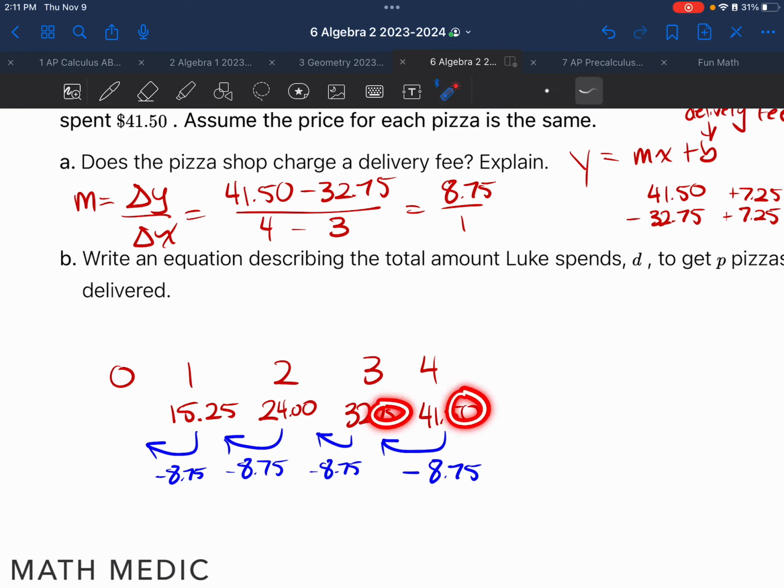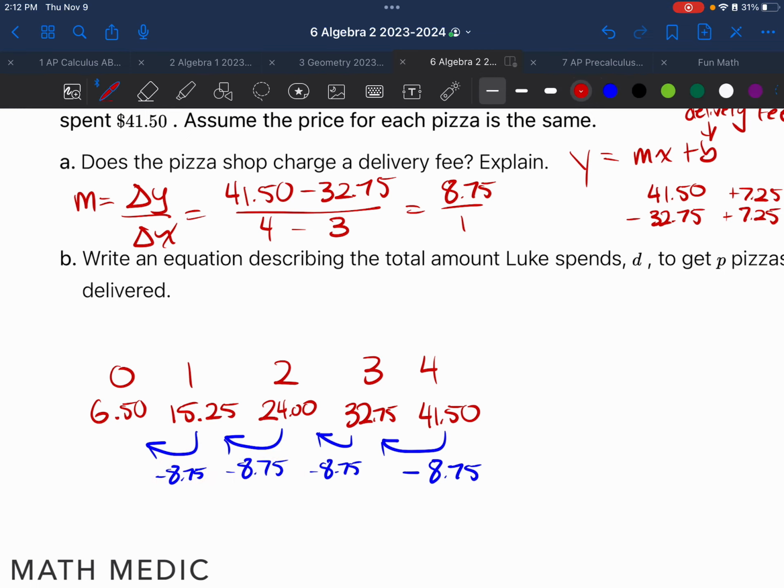It goes 50, 75, 0, and then 25, 50, 75, 0. So this one is going to be something .50. I want to do this in red. This is going to be .50, and you can generally see that we're going backwards about $9-ish. So this is going to be $6.50. That means that if I don't buy any pizzas, then I have to pay $6.50 just for them to come to my door, and then every additional pizza is going to be an additional $8.75.